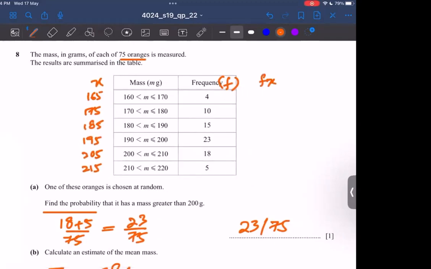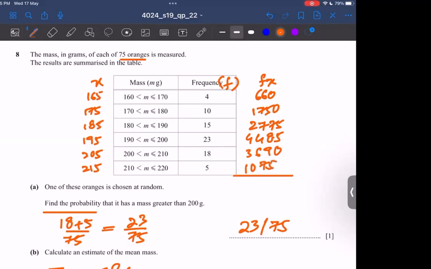4 into 165 is 660. 10 into 175 is 1750. 15 into 185 is going to be 2775. You can use a calculator for this. 195 into 23 is 4485. And 205 into 18, I got 3690. And then 215 into 5, I got 1075.